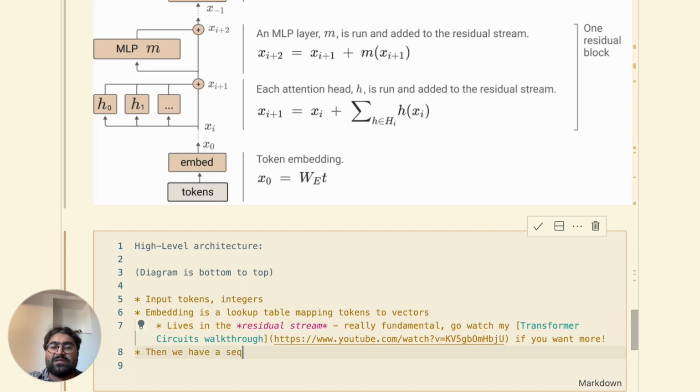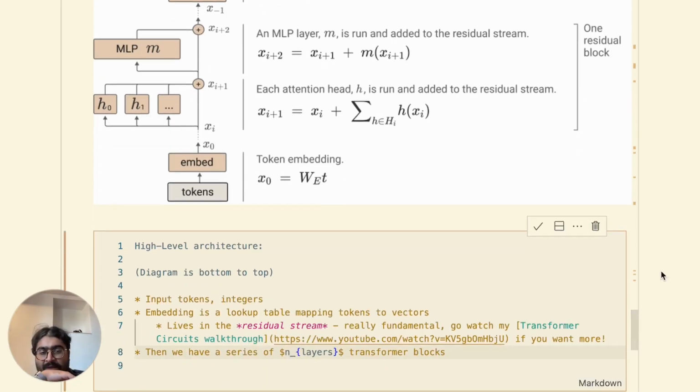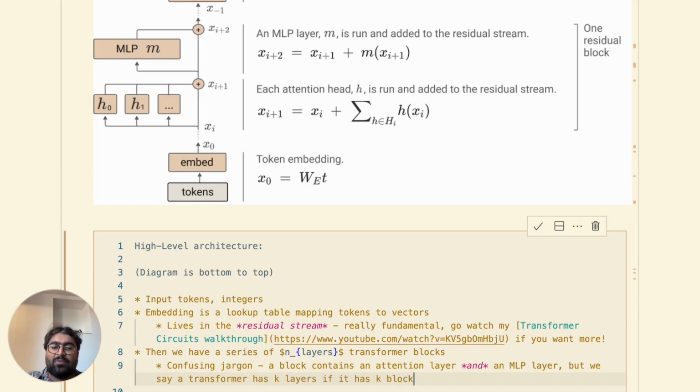Then we have a series of n layers, transformer blocks. So a transformer block is a stack of an attention layer and an MLP layer. Confusing jargon: a block contains an attention layer and an MLP layer, but we say a transformer has k layers if it has k blocks, not k over 2 blocks. Jargon, whatever. So if you understand a single block, you understand the entire internals of a transformer. It's just the same thing repeated, because why would you do anything else?